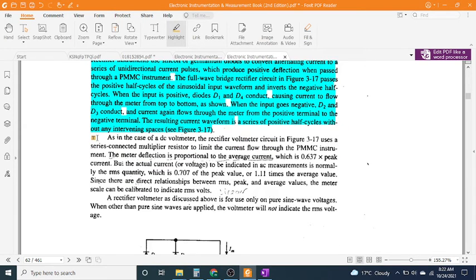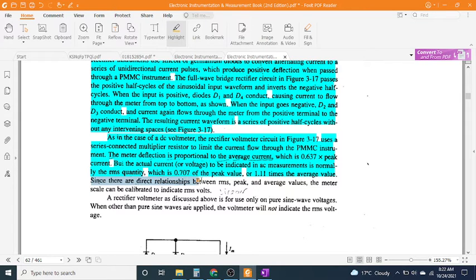As in the case of a DC voltmeter, the rectifier voltmeter circuit in Figure 3-17 uses a series-connected multiplier resistor to limit the current flow through the PMMC instrument. The meter deflection is proportional to the average current, which is 0.637 x peak current. The actual current, or voltage, to be indicated in AC measurements is normally the RMS quantity, which is 0.707 of the peak value, or 1.11 times the average value.